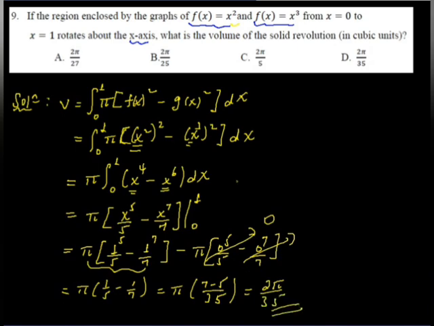Therefore, the volume of the solid obtained by revolving the functions f of x equals x squared and f of x equals x cubed for x between 0 and 1 is 2 pi over 35. Therefore, our answer will be D.